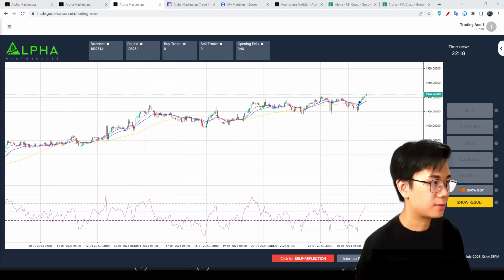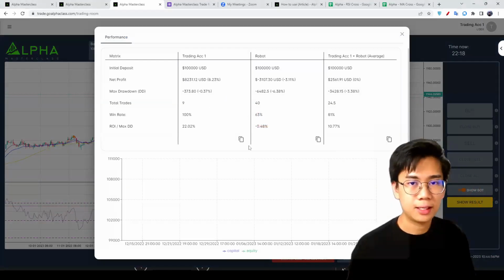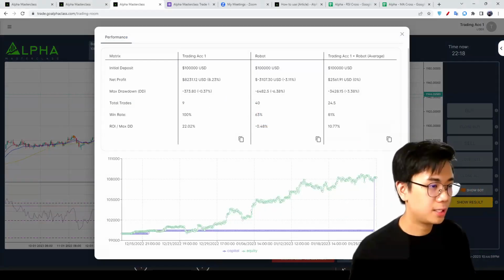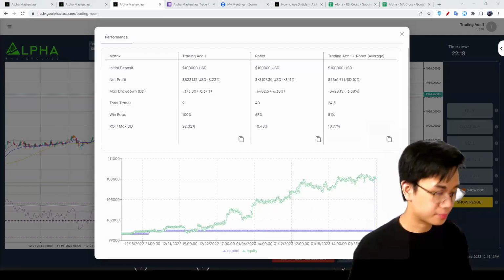Now, before I continue, same thing. Go to show result here and then copy the result. Put it into the Telegram group first. Alright, put it in the Telegram group first. Now, later I will show you guys one more thing, which might be very helpful for you guys.